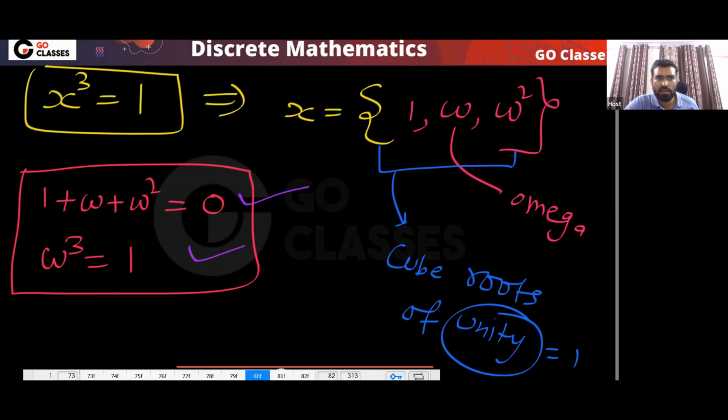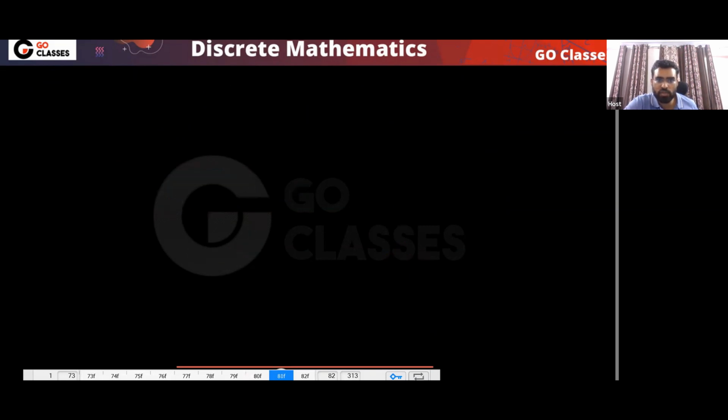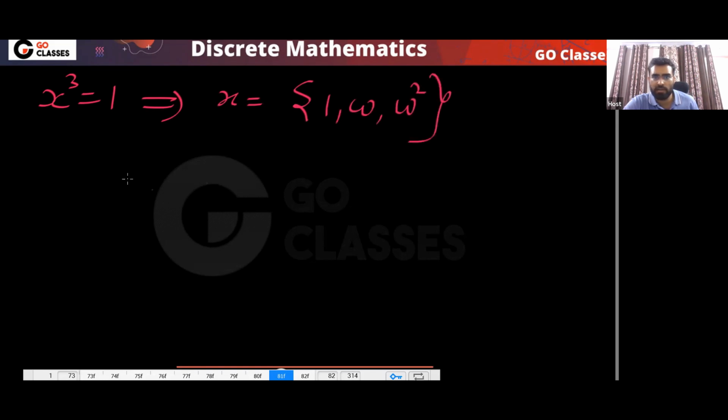So far, is it clear to everyone? If you have any doubt, you can remember these three properties. Everything is very simple. If x cube equal to 1, then x will be equal to 1, omega, omega square. And remember these properties: 1 plus omega plus omega square will be 0, and omega cube will be 1.